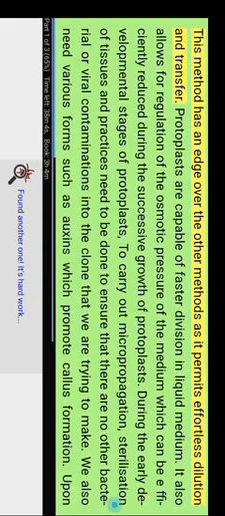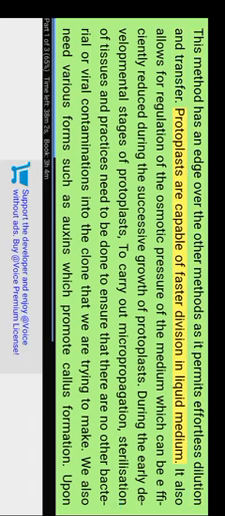Liquid culture. This method has an edge over the other methods as it permits effortless dilution and transfer. Protoplasts are capable of faster division in liquid medium. It also allows for regulation of the osmotic pressure of the medium, which can be efficiently reduced during the successive growth of protoplasts.